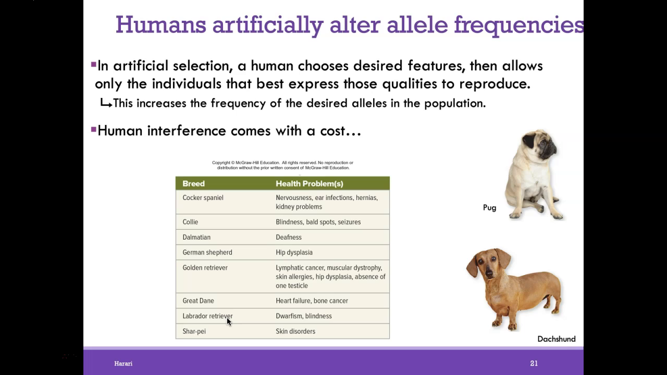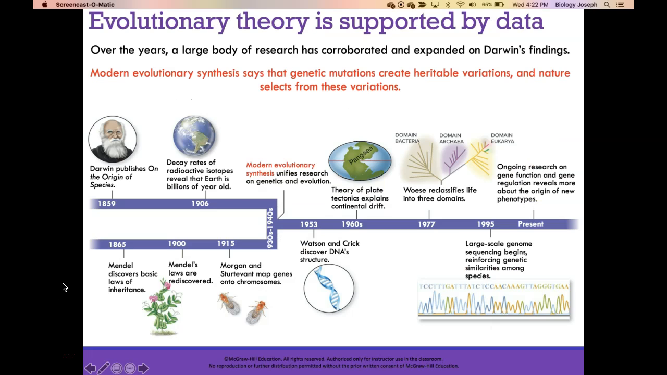So again, different artificially selected breeds have health problems because of some of the recessive traits that are naturally found in their ancestors. So while Darwin's arguments were very scientifically sound, he didn't really have enough information to complete the theory of evolution. Now, we do have a large body of research that corroborated and expanded on Darwin's findings. So we have now unified a lot of different ideas since Darwin's times into what we call modern evolutionary synthesis.